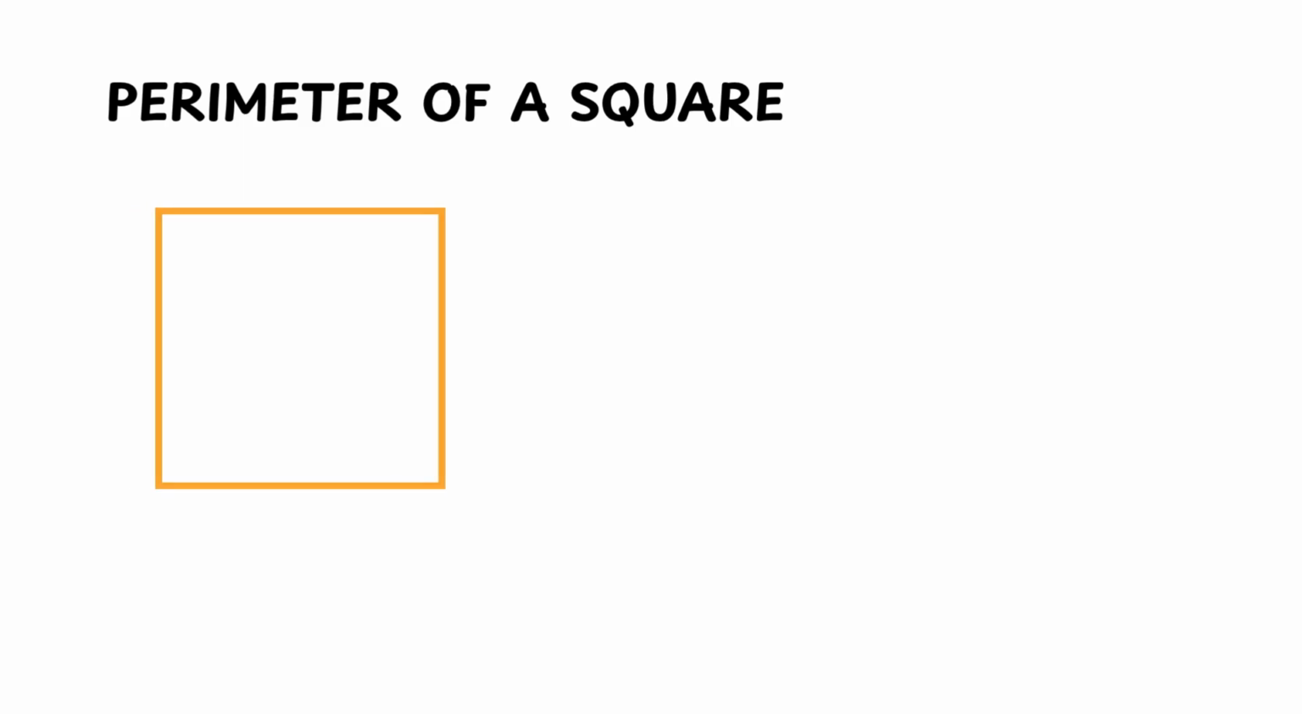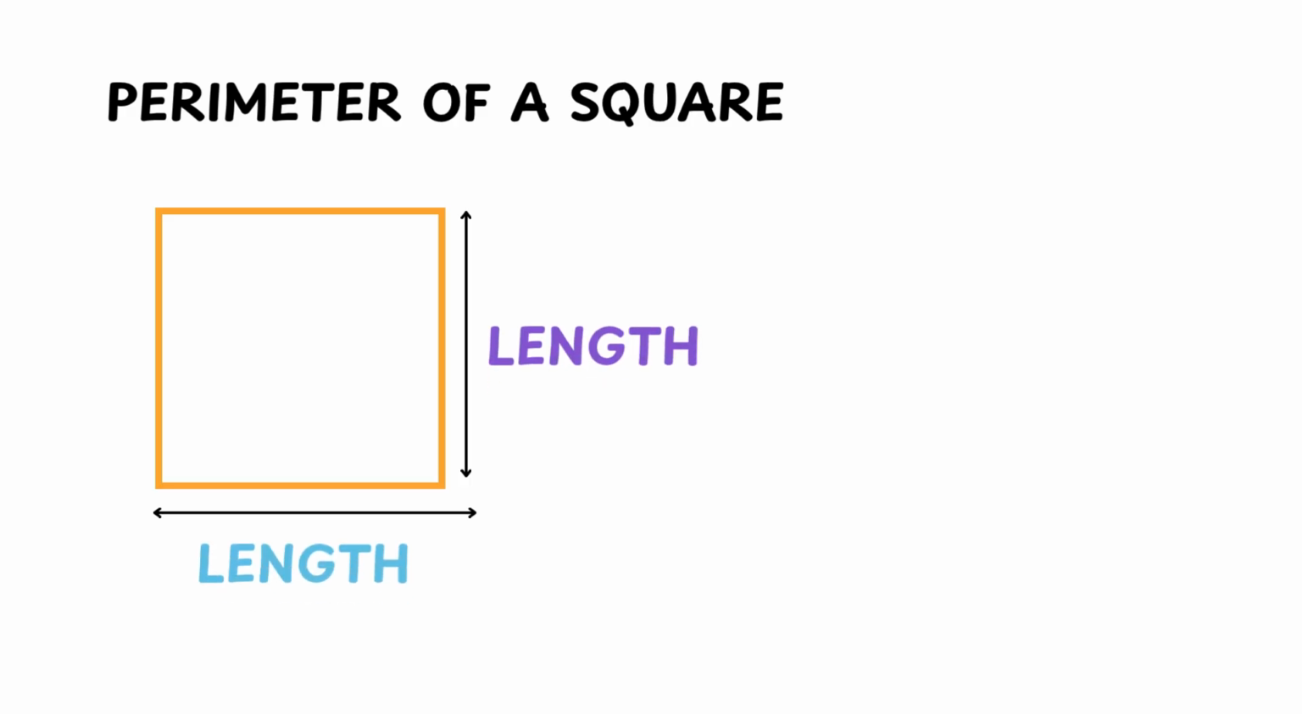Now let's focus on the perimeter of a square. As we all know, all the 4 sides of a square are equal in length. Therefore, to calculate the perimeter of the square, we multiply its length by 4 as a short formula.